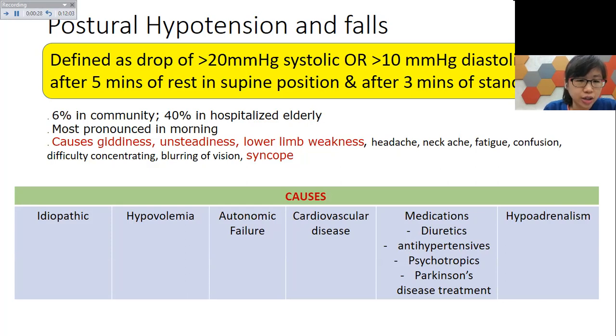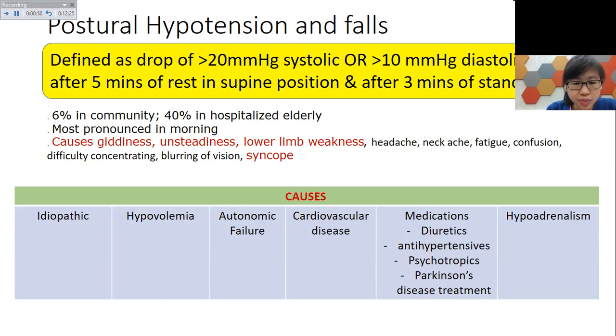It's fairly prevalent in our community. 6% of our elderly population have postural hypotension. Some may be asymptomatic, and there is a 40% prevalence in hospitalized elderly. Most of the time, it's more pronounced in the mornings, when the patients are more dry.